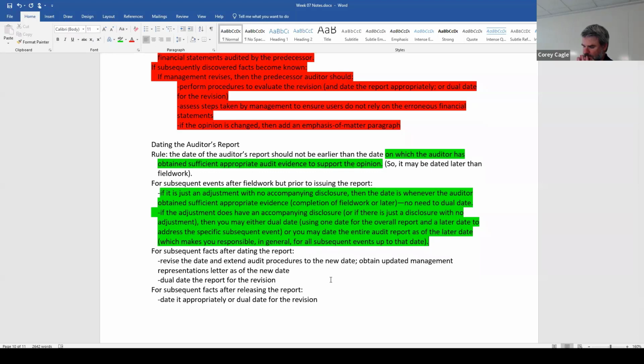That's probably fine. The auditors, we don't have an active responsibility to make any inquiries or perform any further audit procedures to discover subsequent events after the original date of the audit report. But if we become aware of anything, we do need to consider whether we need to do some of these things.